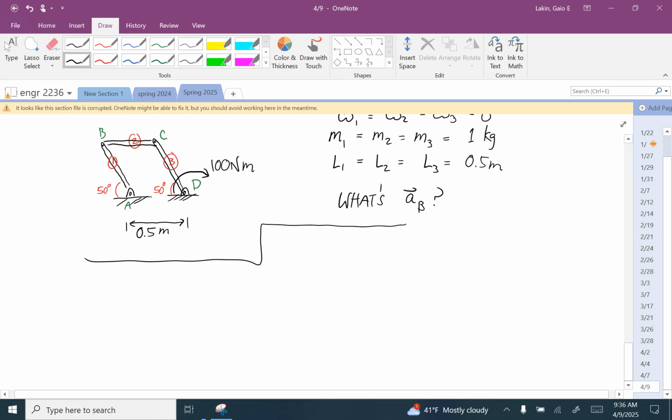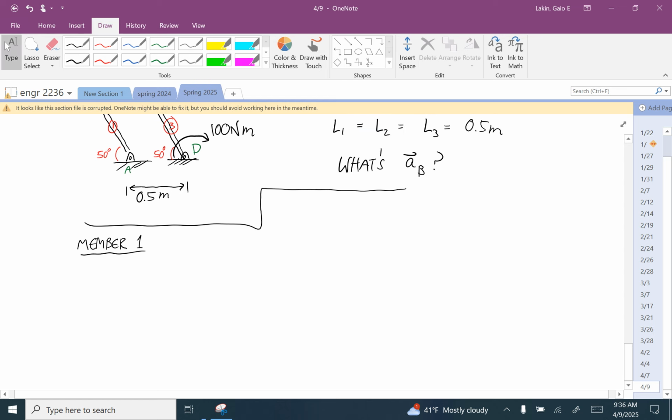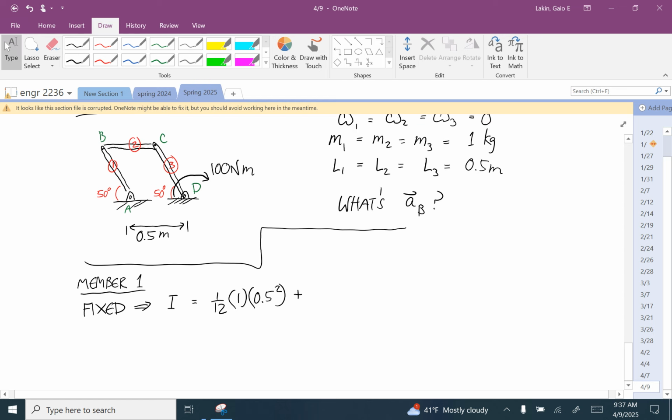Okay, so member 1. There's a fixed point, and so the moment of inertia is going to be taken around A, and so that's 1/12 times the mass times the length squared, plus we have to use the parallel axis theorem, so this is 1 times 0.25 squared. And that is 0.083 repeating.